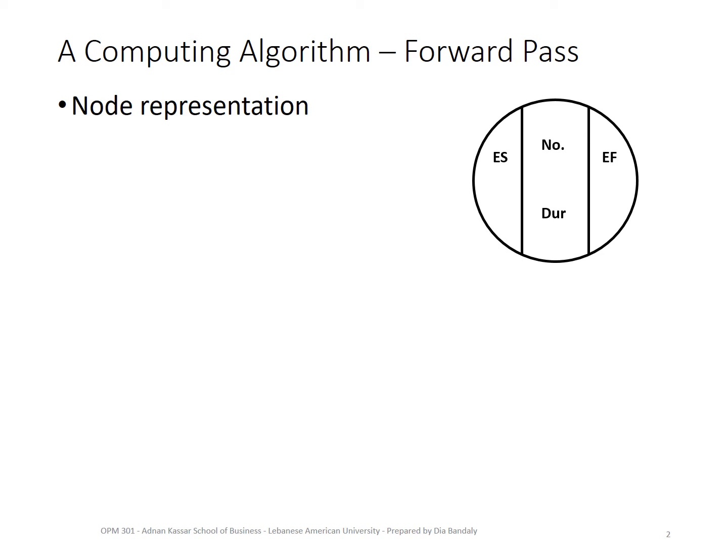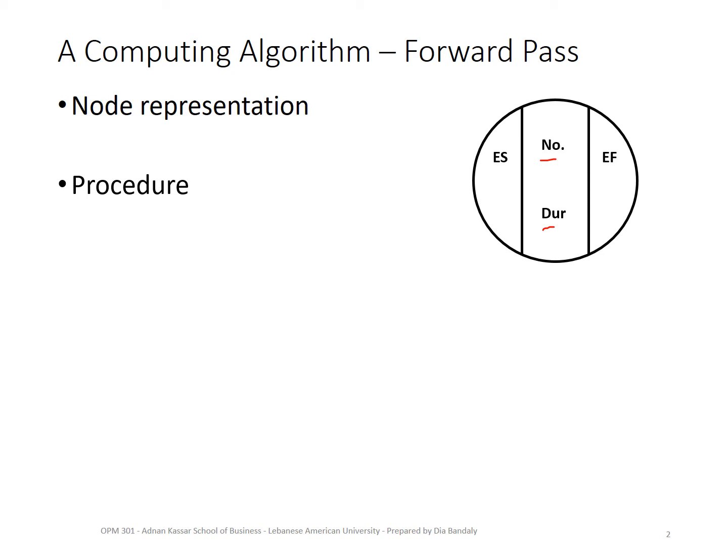So the middle part is always a given data about the duration, about the activity, sorry. So we have the number of the activity and the duration, which is given. Now the procedure is like that. We need a starting calculation, right? How do we do it?